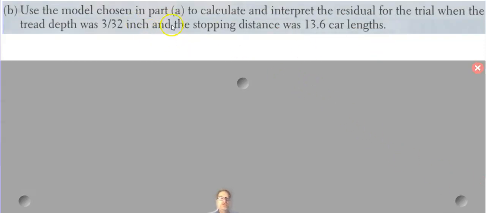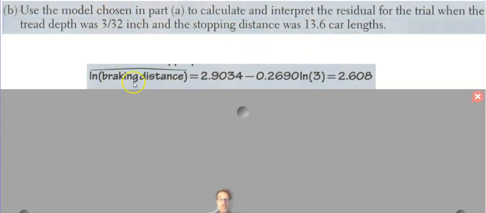Now they want us to calculate and interpret the residual for a trial when I know the tread depth and I know the stopping distance. So I'm going to take the equation that we came up with, our model, and we're going to take the natural log of braking distance, and we're going to figure out how many car lengths it takes us to stop.